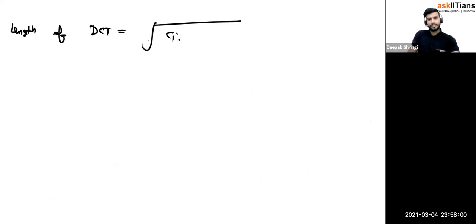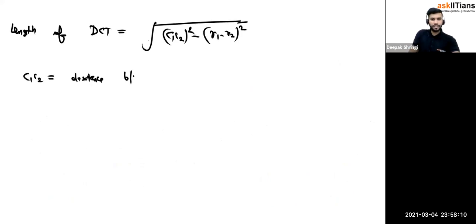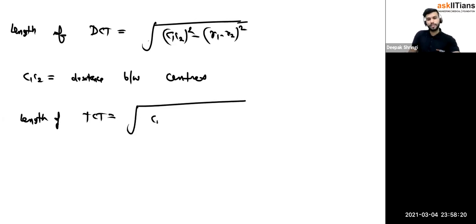Now, what comes over here is how to find the length of these tangents, right? The formula for it, I'll tell you definitely. Length of DCT is equal to, guys, the square root of C1C2 whole square minus R1 minus R2 whole square. What is C1C2 over here? Distance between the centers of the circles. R1 and R2, you know already, are the radii of the circles, right? What is the formula for the length of TCT? Length of transverse common tangent is equal to the square root of C1C2 whole square minus R1 plus R2 whole square. Only one difference of plus and minus sign, right?